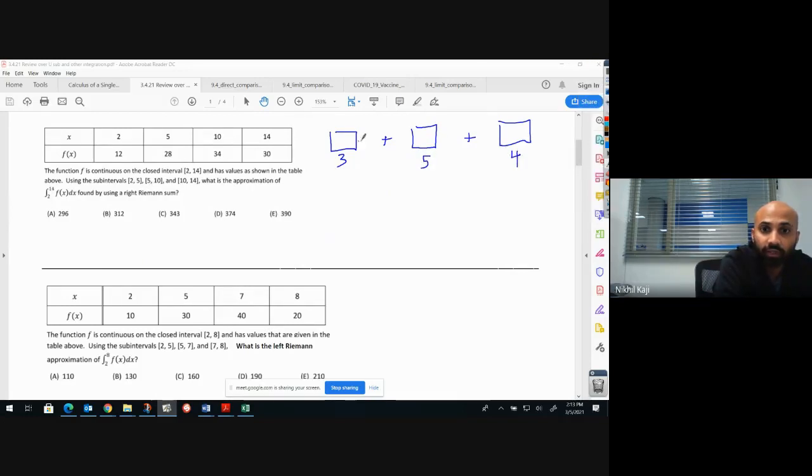Since it's the right Riemann, they want our right heights, which is our y values on the right side. So it would be the y value at 5, which is 28. Y value at 10, which is 34. The y value at 14, which is 30. And now we just do the area of the rectangle, length times width, base times height, however you want to think about it. 28 times 3 plus 34 times 5 plus 30 times 4. So do this by hand. Here, I'll do this real fast. What is that?